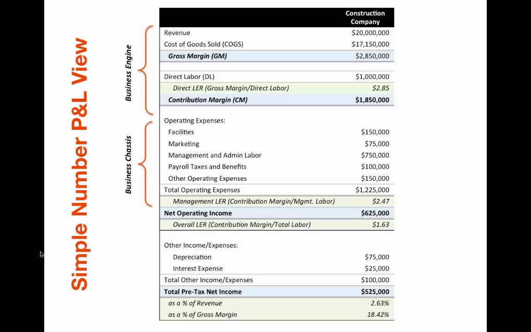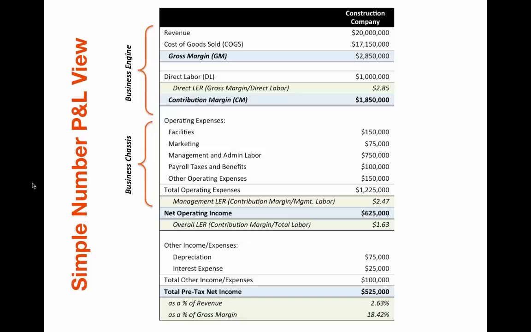Then you can see gross margin minus direct labor gets you to the contribution margin. And this is where we introduce the concept of direct labor efficiency, because our belief is it's not about FTEs or full-time equivalent employees of how you manage labor. I don't care how many bodies I have. What I care about is for every dollar of labor that I spend, how much margin did it produce? And so in this case, you can see the direct LER number of $2.85. For every dollar of direct labor, we produce $2.85 of gross margin.